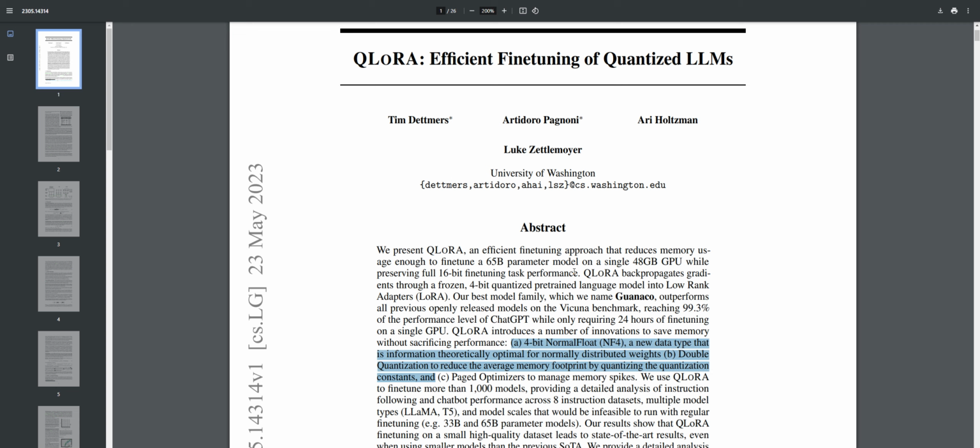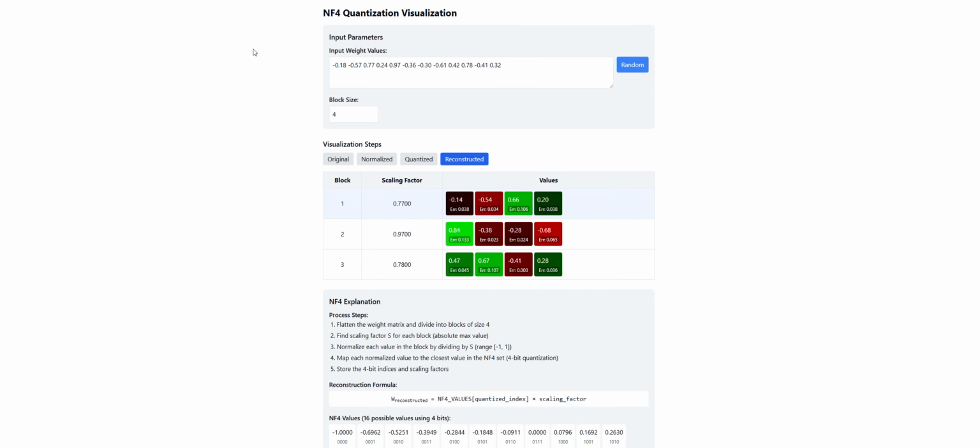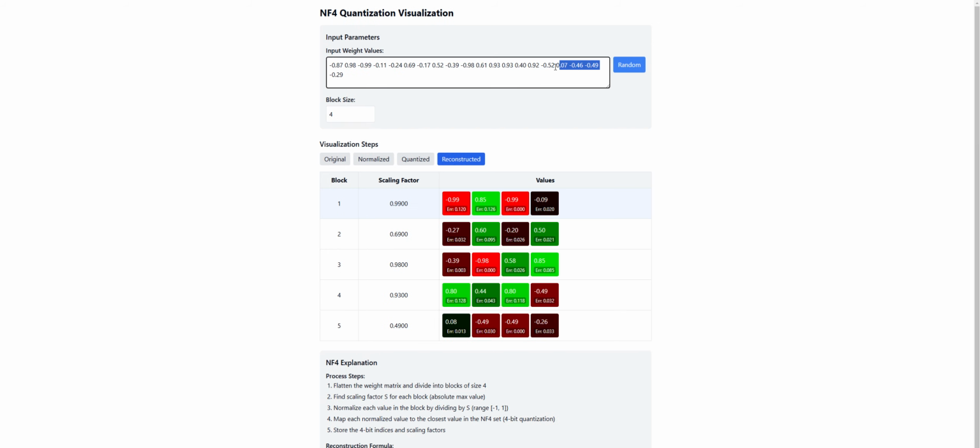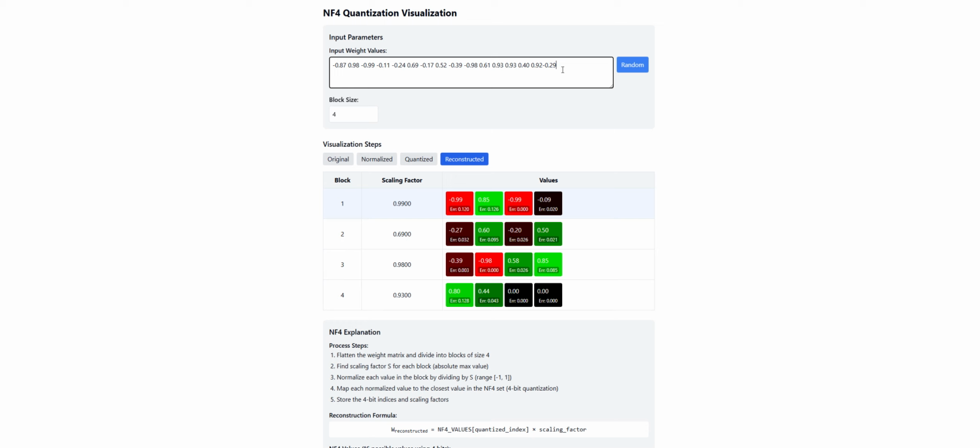Okay, so how do we actually take a regular floating point number and squeeze it down to just 4 bits? It's a multi-step process, building on the concepts we briefly touched on in the previous video. I used Claude to create this interactive web app. Let's walk through it. 1. Flattening. Think of your model's weights as a large matrix, or, more accurately, a collection of matrices. The first step is to flatten that matrix into a single, long vector, a one-dimensional array. This makes it easier to process in blocks.